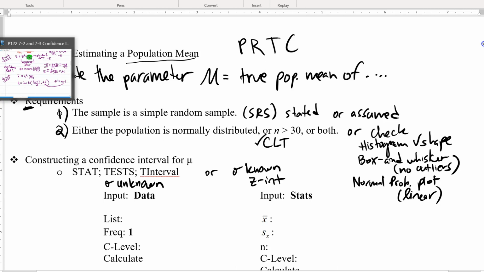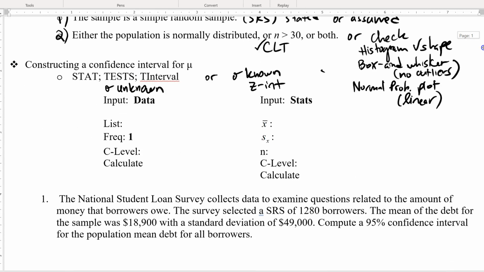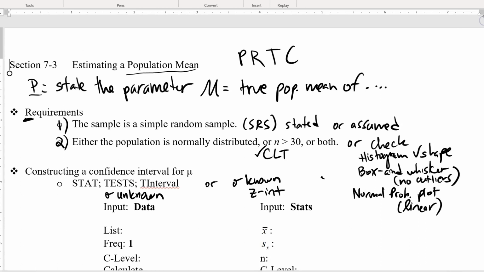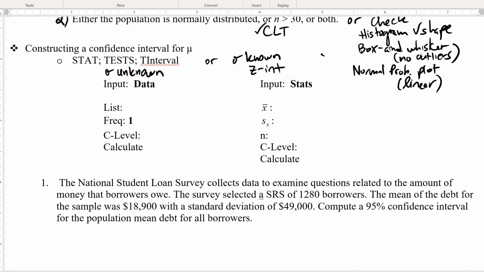So what are we going to do in the homework? It's really, I'm making this a lot more complicated. I just want to make sure we understand kind of what we're doing. PRTC: P, state the parameter; R, check the requirements; T, we said run the test. You're going to be doing a T for the homework, okay? There are a couple examples on the quiz where I will give you sigma, then run a Z. It's not a big deal. And then C, how do you state the conclusion?